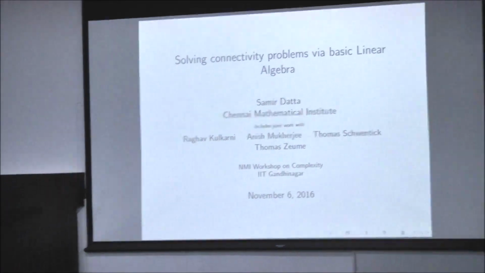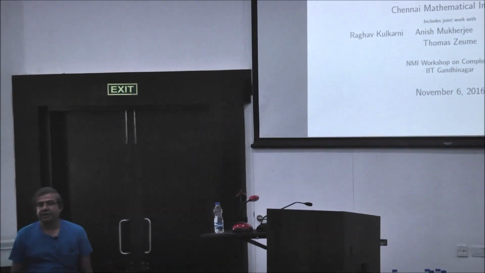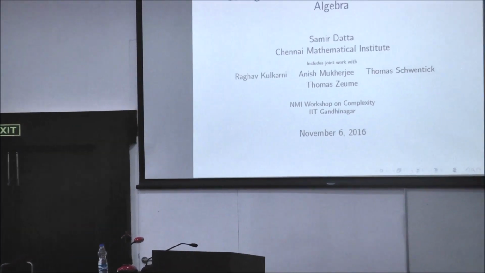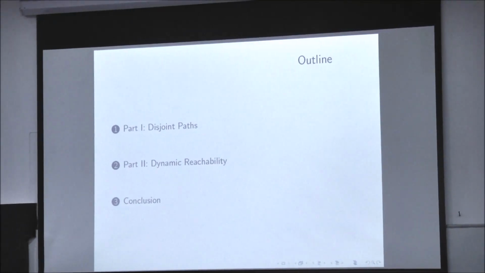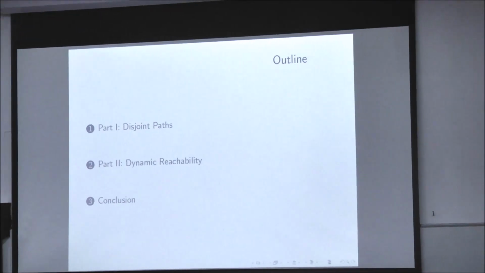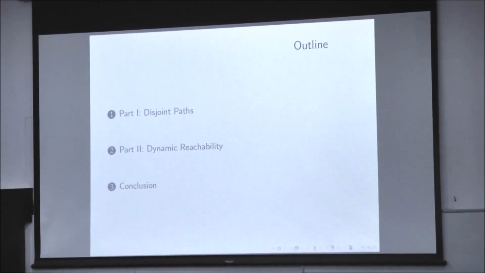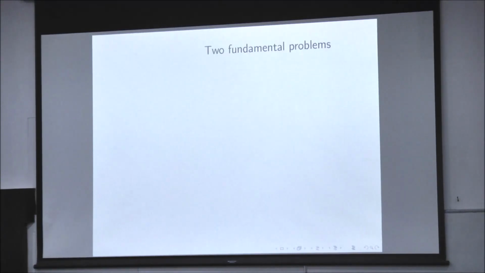And today I will be talking about some problems which can be reduced to the determinant and rank of matrices. So let's start with the outline. I'll be going to talk about two problems essentially. One is called disjoint paths, and the other one is just the usual reachability, but in a slightly different setting than usual, which is the dynamic setting. So we'll come to it in a second.